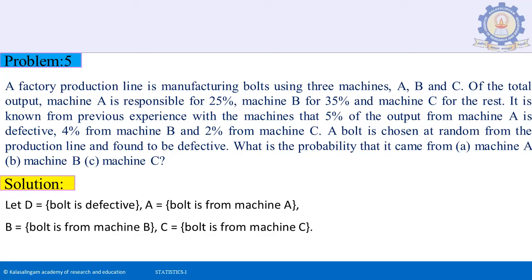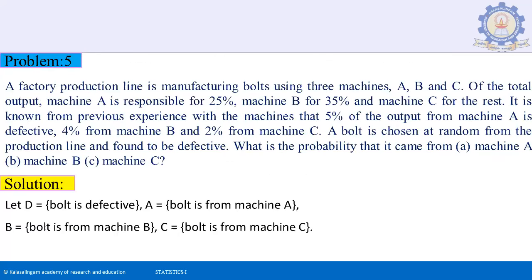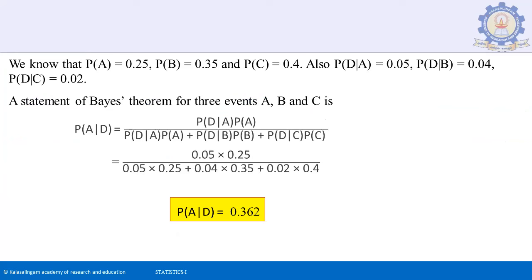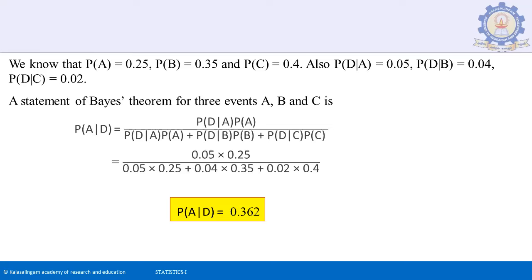Let D be the bolt is defective. Let A be that the bolt is from machine A, B that the bolt is from machine B, and C that the bolt is from machine C. We know that the probability of A is 0.25, the probability of B is 0.35, the probability of C is 0.4. Then also P of D given A is equal to 0.05, D given B is equal to 0.04, and D given C is equal to 0.02.